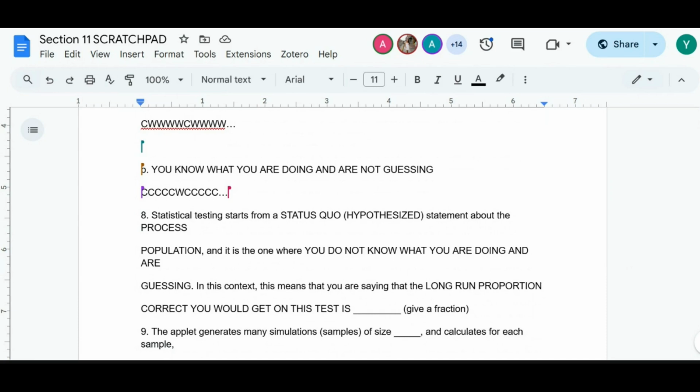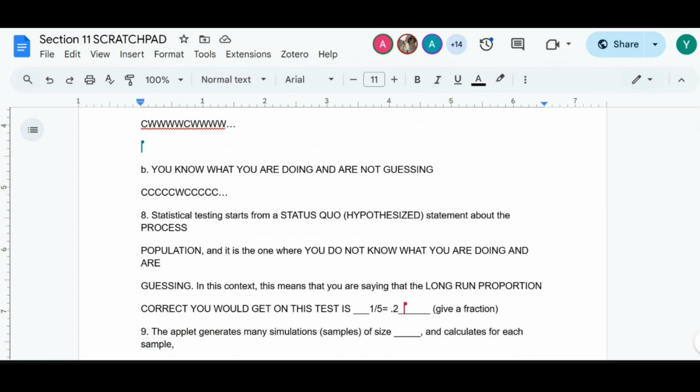Okay. This means that the long run proportion you get correct is, can you give me a fraction, the decimal? When you take a multiple choice test and you guess and guess and guess, in the long run, what should you get correct? The fraction you should get correct is 1 in 5, which is of course 0.2. Very good.